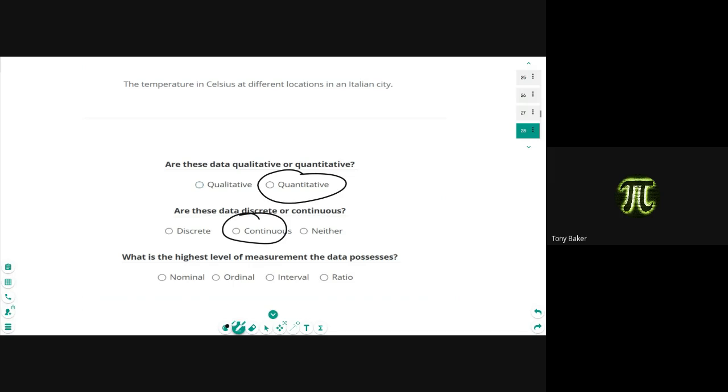So you can start to see that those are the two that are going to be the hardest to differentiate between, and those are the easiest ones to mix up. So this would be interval.